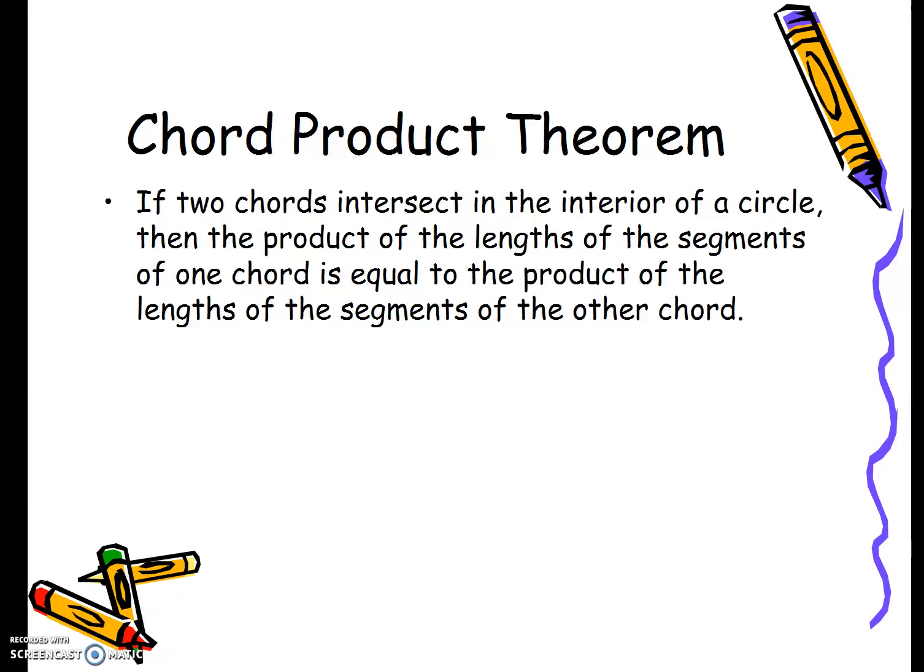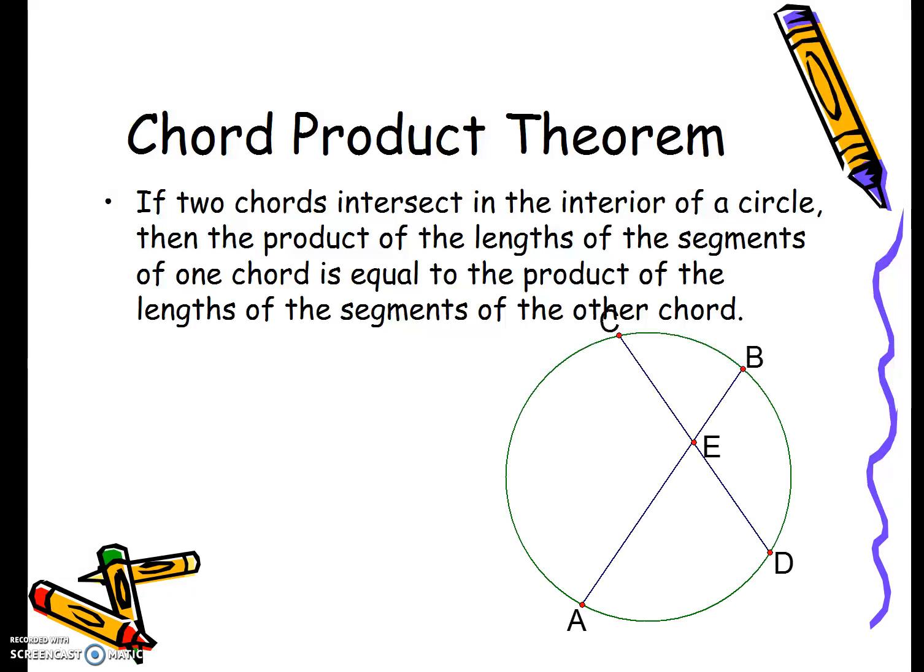All right, so here's our first one. It's called the chord product theorem, and that's when we have two chords that are intersecting on the inside of a circle. The product of the lengths of the segments of one chord is equal to the product of the lengths of the segments of the other chord. Well, that's quite the mouthful, huh? Okay, so here is what that is saying.